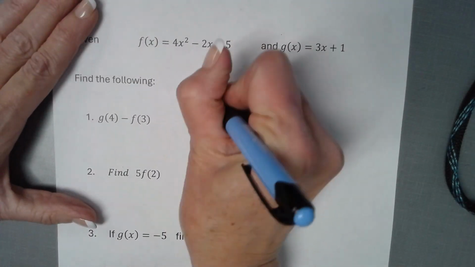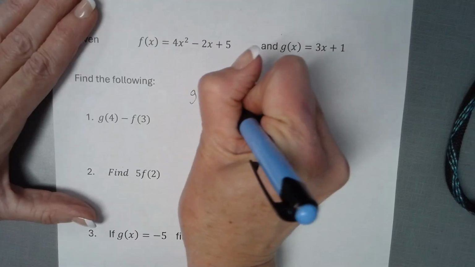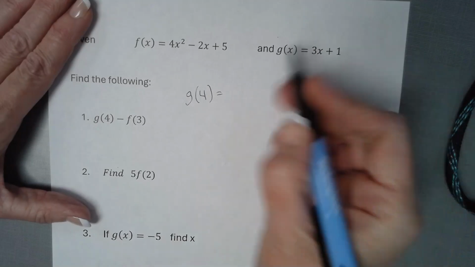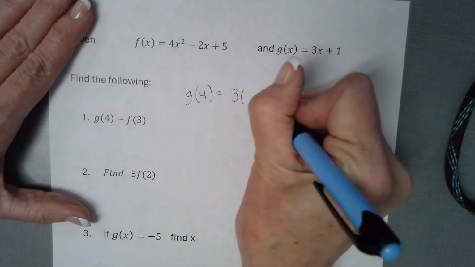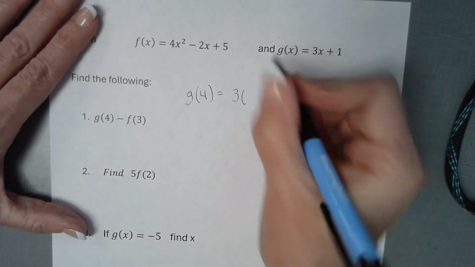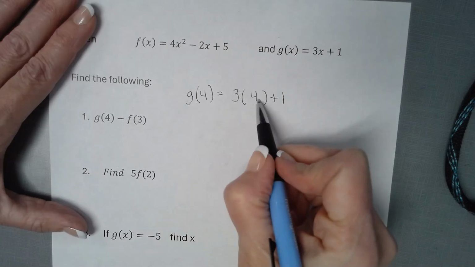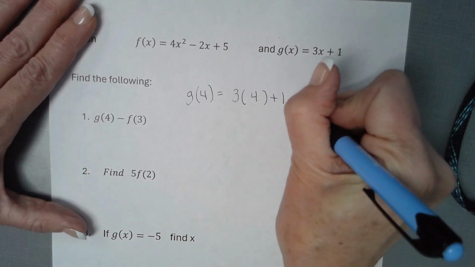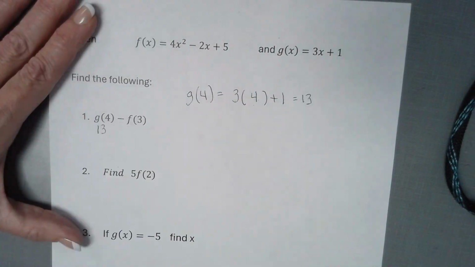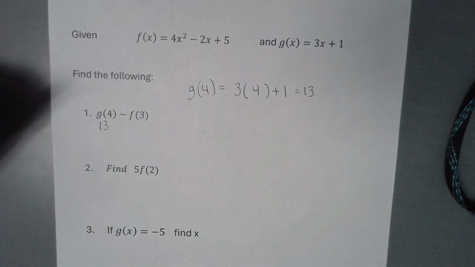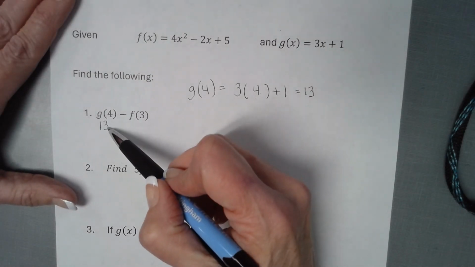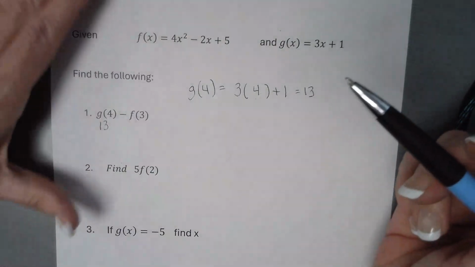So g of 4. Here's my g. What does it sound like? 3 blank plus 1. What do I plug in the blank? A 4. So 3 times 4 is 12, plus 1 is 13. So the value of g of 4 is 13. And just to be technical, that means that the x is 4 and the y is 13 on the graph.